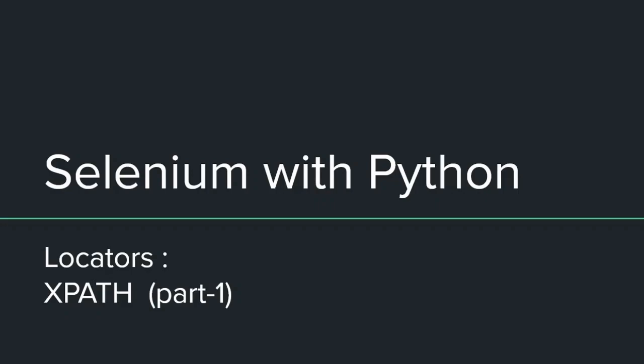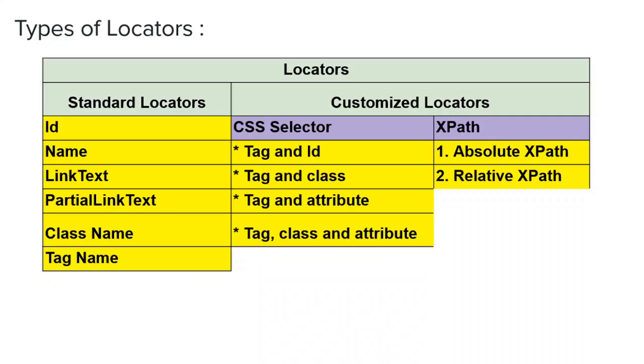In today's session we will see about XPath. So far we have seen standard locators like ID, name, link text, partial link text, class name, tag name in the previous session. Also we have seen CSS selectors, which include combinations of tag and ID, tag and class, tag and attribute, tag, class and any other attribute. So we have seen CSS selectors as well, which are customized locators.